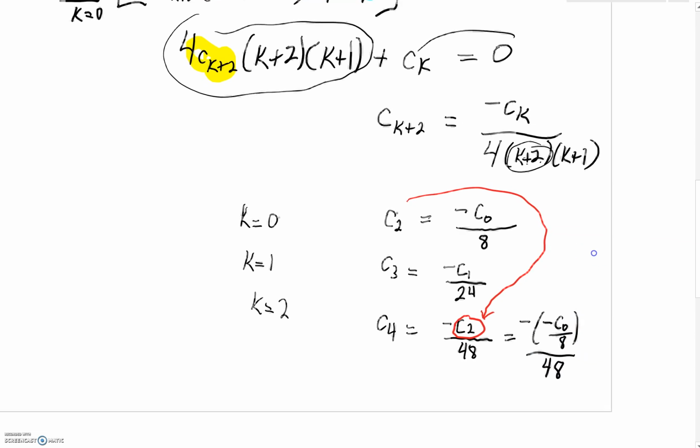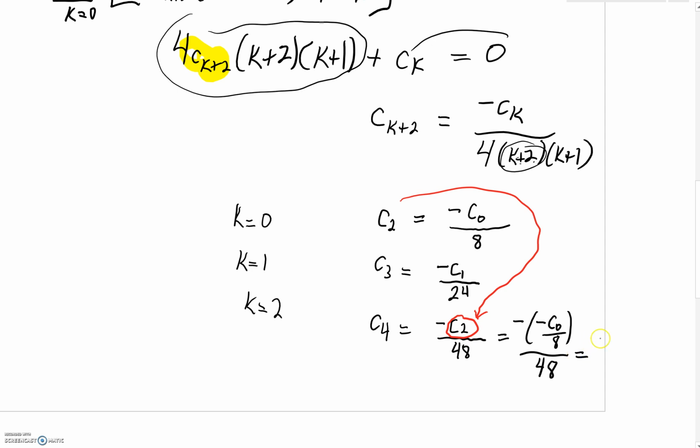Well, a negative and a negative make a positive, don't they? And then what is 8 times 48? Well, I hope you would agree with me, that's going to be 384. You can do that very quickly, right?